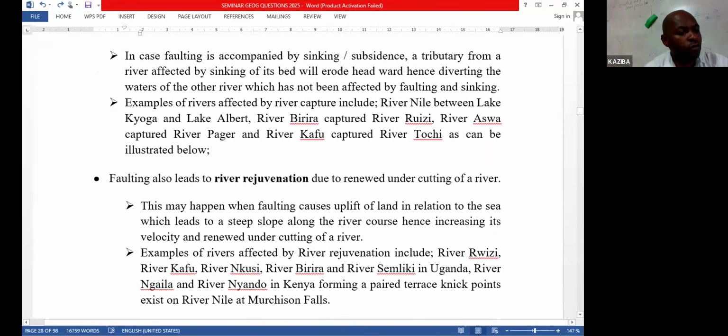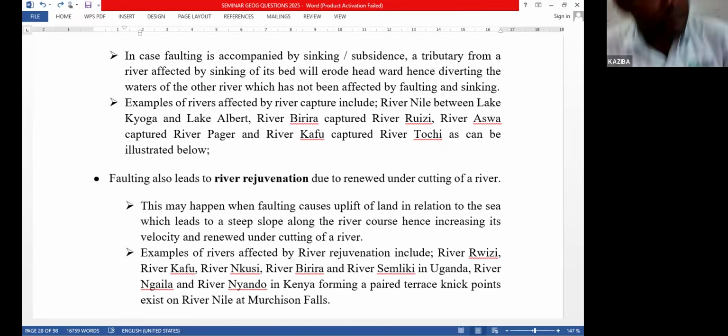Then faulting can also lead to river rejuvenation. River rejuvenation is where you have a river which was flowing at a slow pace, all of a sudden starting to flow very fast. For example, you have a river flowing like this at a very slow pace. Then all of a sudden, faulting takes place and this part goes down. Now this river which was moving at a slow pace, because of this bending, will start flowing very fast. That's what we call river rejuvenation.